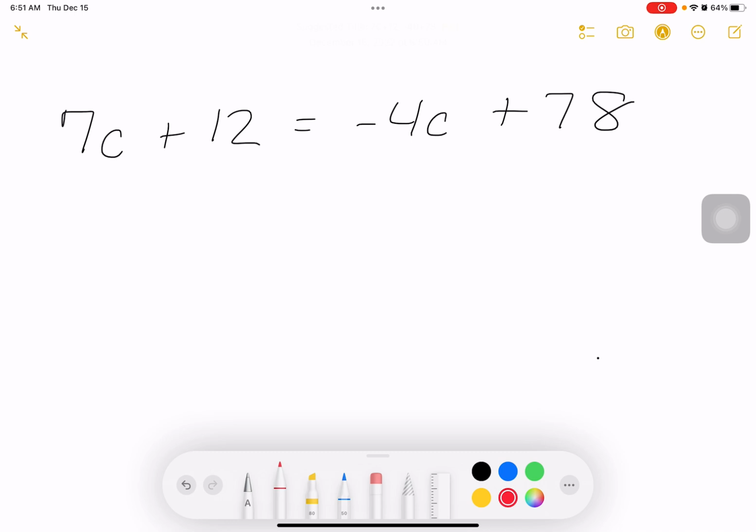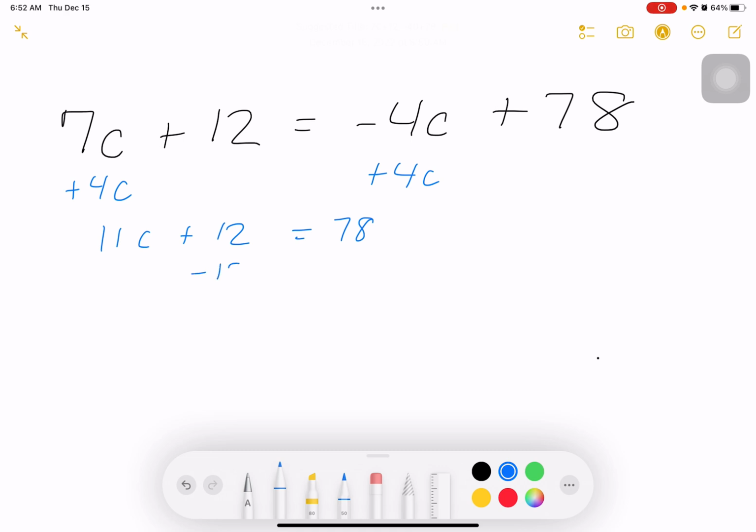So this first question is 7c plus 12 equals negative 4c plus 78. When you are solving equations where you have a variable on both sides, I encourage you to first get the variable to the same side of the equation. Usually I start by moving the smaller one, or especially the negative one, because then I keep my variables positive. So I'm going to add 4c to both sides, and I get 11c plus 12 equals 78.